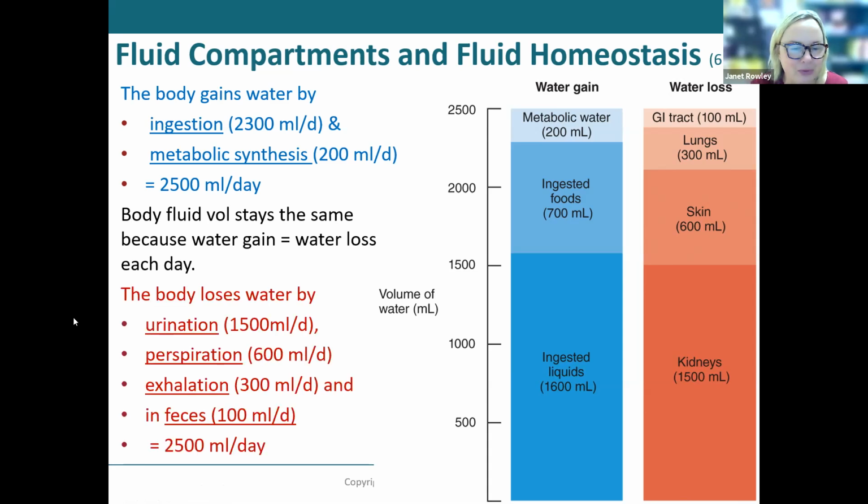The body loses water mainly by urination. 1,500 milliliters are urinated. We also lose it by perspiration through the skin, 600 milliliters. When we exhale, we lose water through our breath, and that's about 300 milliliters a day. And lastly, through our feces, 100 milliliters per day. So we gain 2,500 milliliters and we lose 2,500 milliliters.